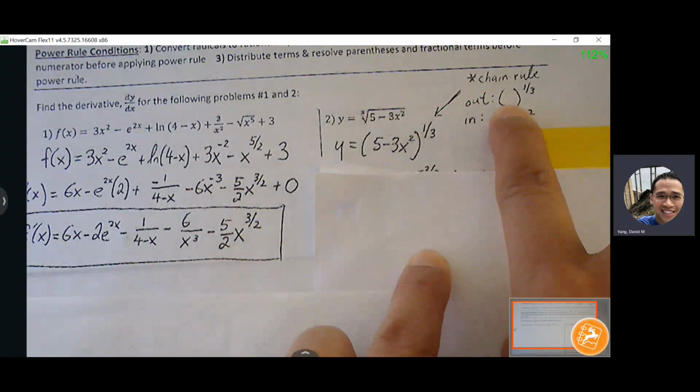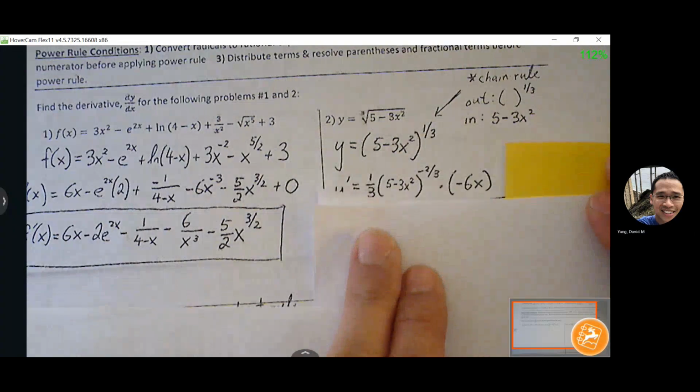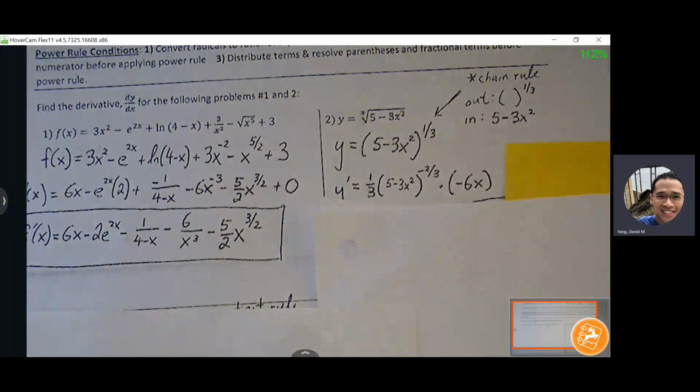Okay, so we apply power rule for that parentheses of the 1/3. And then the separate space will multiply by the inside function derivative, and they'll just be connected together by multiplication. Do some cleanup here.